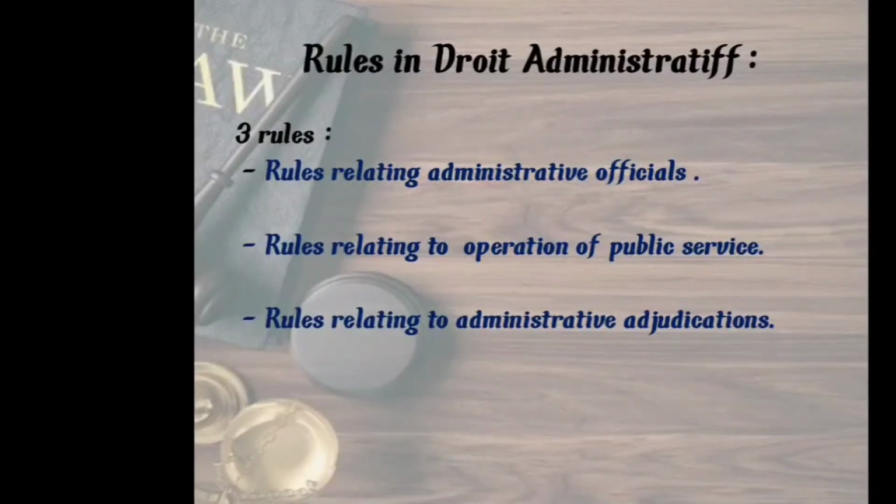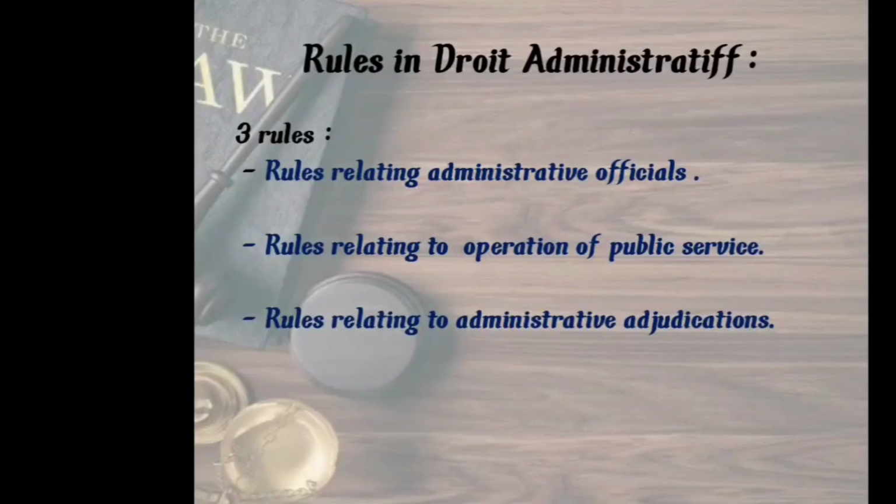It includes 3 series of rules. The first is rules dealing with administrative authorities and officials. It deals with appointment, dismissal, status, salary and duties. The second is rules dealing with the operation of public service to meet the needs of citizens. Public officials are under their supervision or private agencies. And the last is rules dealing with administrative adjudication.